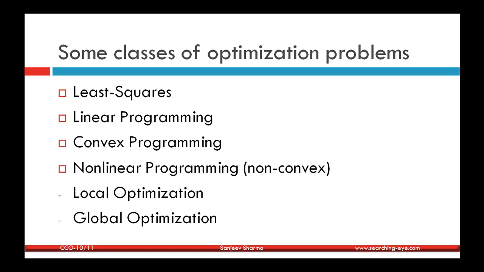So here are some classes of the optimization problems. First is the least squares, which is again a convex optimization problem, since the objective function is a convex function. Linear programming problems, which by default are convex optimization problems. The third one is convex programming or convex optimization, and the last one is the nonlinear programming problem or nonlinear optimization. These problems are not linear and also not known to be convex. So these generally involve two kinds of solution. One is a local solution and one is a global solution.